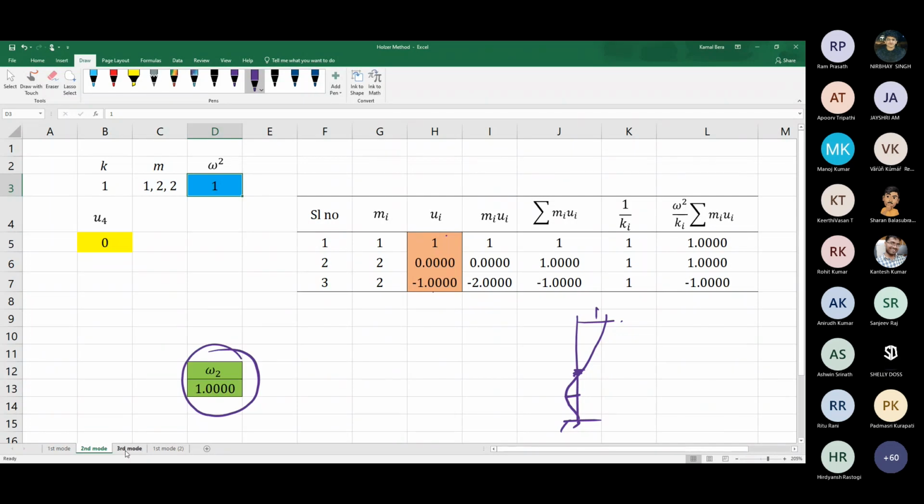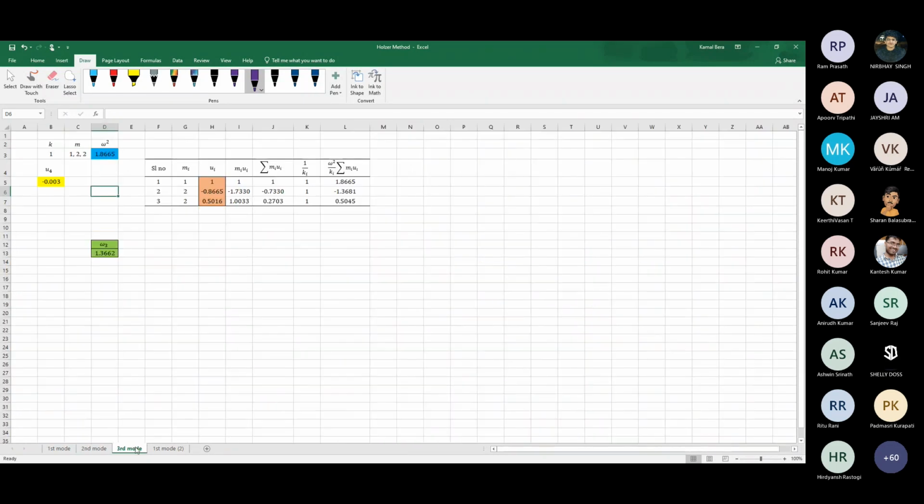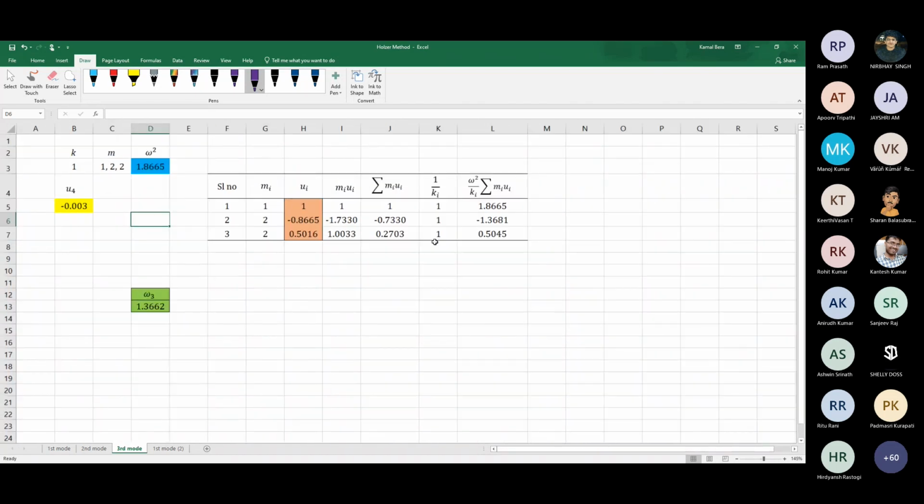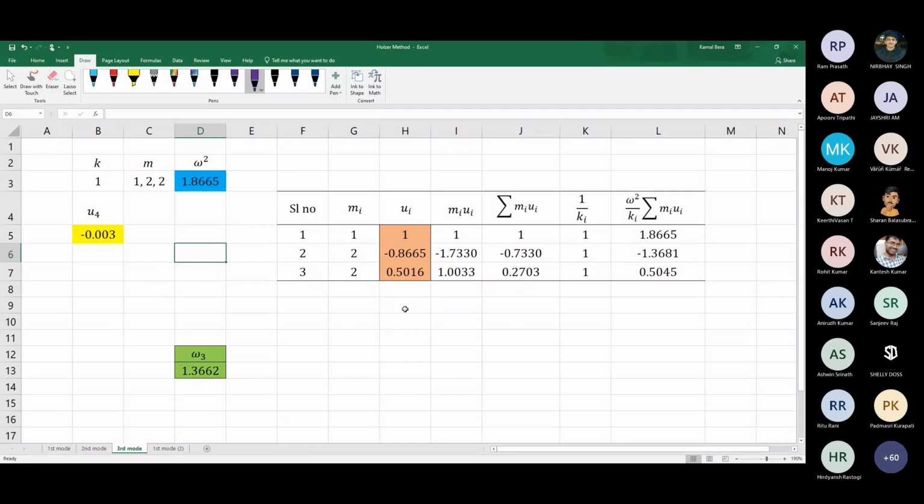Please quickly check what the exact result is for this by doing the k minus omega square m eigenvalue problem for the 3 by 3 system. Use your calculator and do it. This is for the third mode.